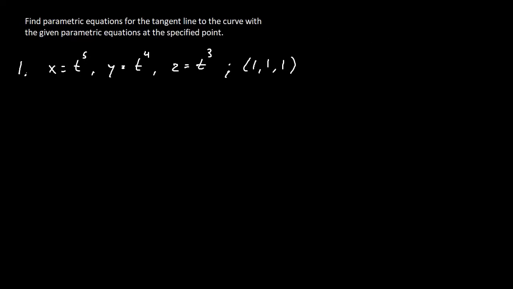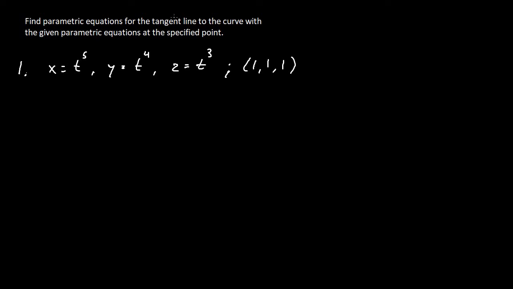So for number 1, let's go ahead and find the parametric equations for the tangent line of the curve with the given parametric equations at the specified point. So the equations that are given to us are x equals t to the 5th, y equals t to the 4th, and z equals t cubed. And the specified point is at 1, 1, 1.